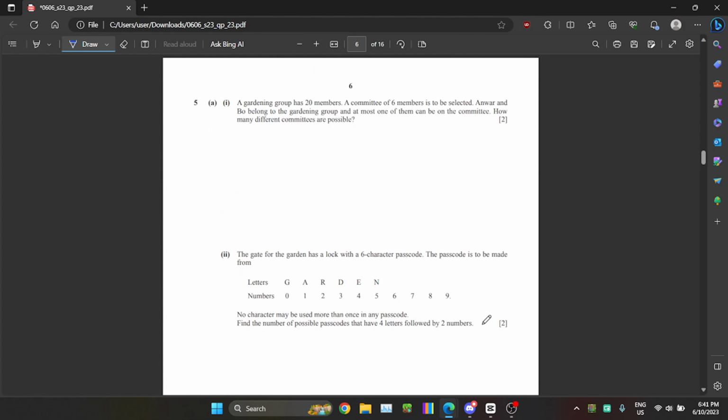Next question. A gardening group has 20 members. A committee of 6 members is to be selected. Anwar and Bo belong to the gardening group, and at most one of them can be in the committee. How many different committees are possible? So you gotta ask yourself, is this combination or permutation? I'm guessing combination. So there's 20 people.